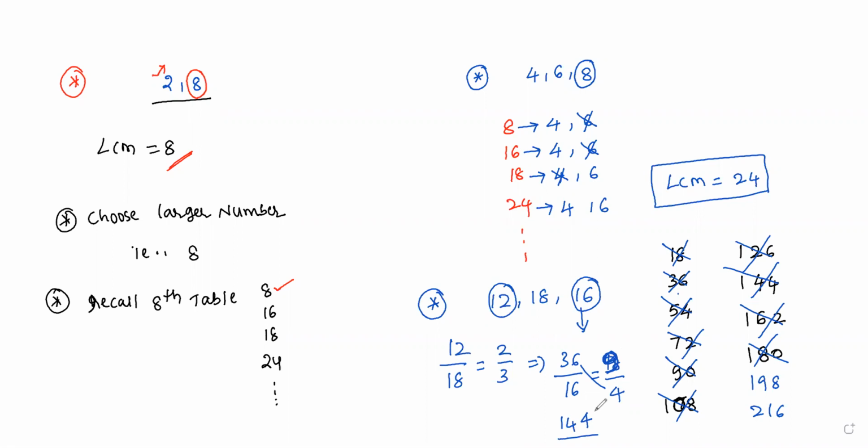Sorry, 144 is divisible by 16. I made a mistake. So 144 is exactly divisible by 12 and 16. So we can say that 144 is the LCM. Unfortunately, I made a mistake here. That is the reason I said 144 is not divisible by 16. But it works.